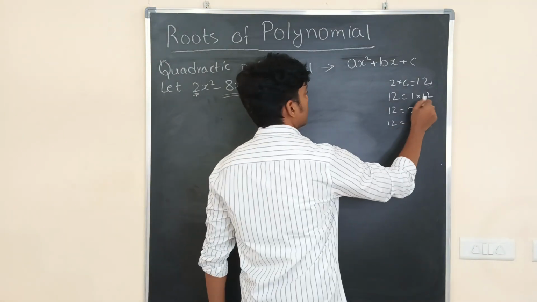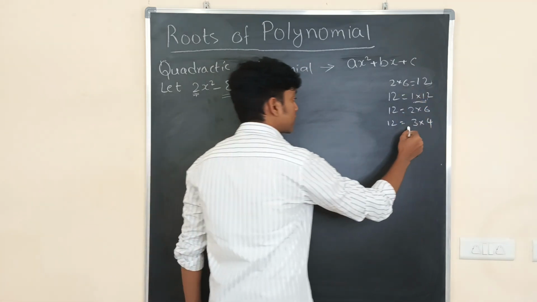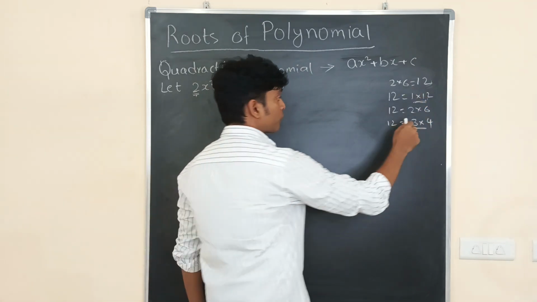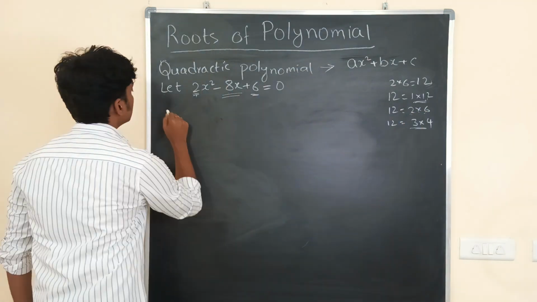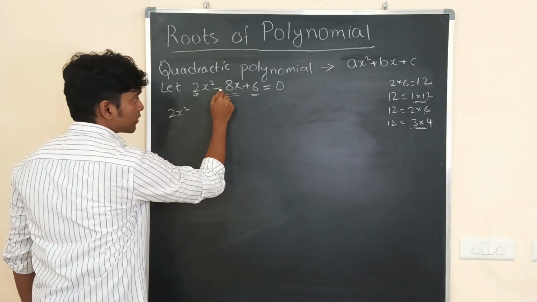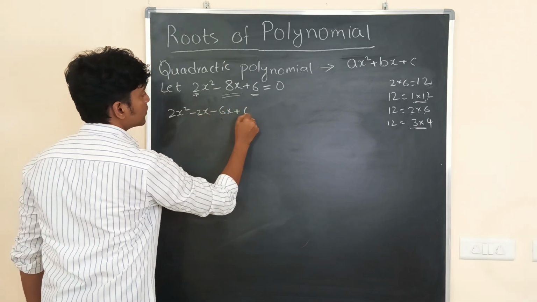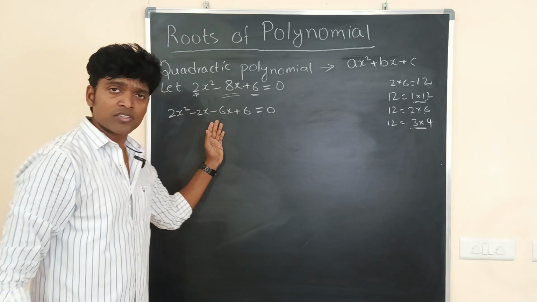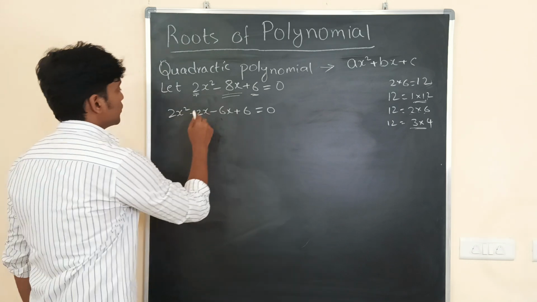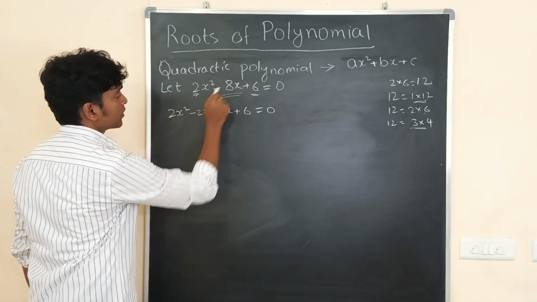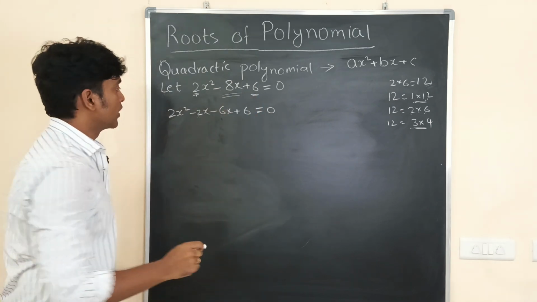So if we take these two, 8 is not possible. If we take 3 and 4, 8 is also not possible. But for 2 and 6, 2 into 6 is 12, 2 plus 6 is 8. So 2x square minus 2x minus 6x plus 6 is equal to 0. This one you have learnt in previous classes, in 9th class or 8th class. It's very simple. You can try it. Test it. Minus 2 minus 6 is minus 8. Minus 2 into minus 6 is 12. Again we get the product.